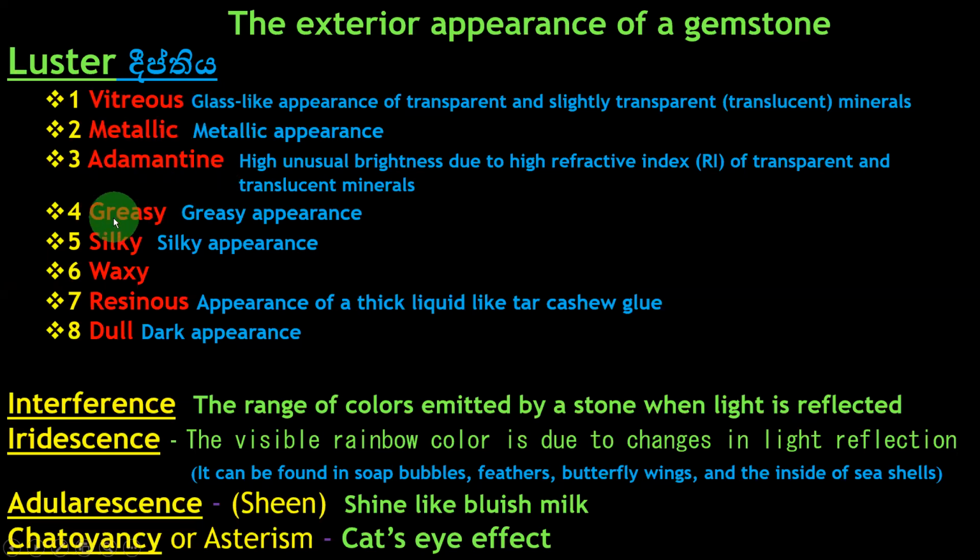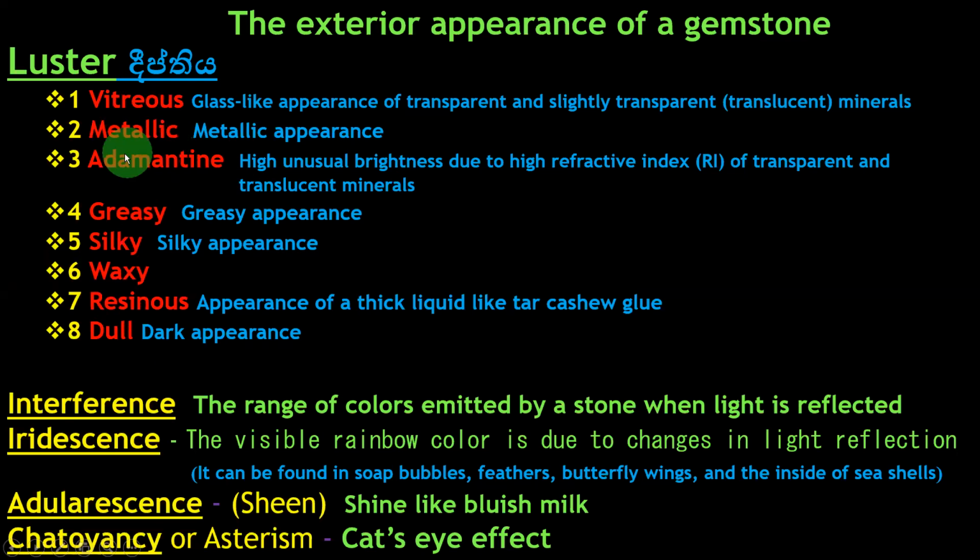Vitreous, metallic, adamantine, then greasy. Greasy means it is grease-like. You know grease. Greasy appearance. Silky appearance, silk-like. Waxy appearance, wax-like. The body of the skin of the stone gives these lusters.